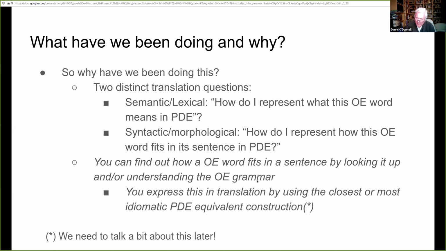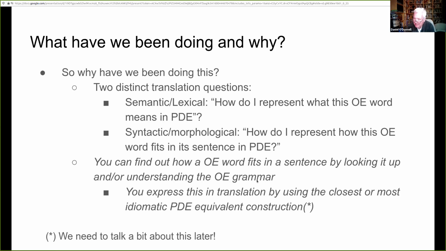And you can also find out how a word works in an Old English sentence by looking it up in the glossary, and especially in a beginning book like this, it'll tell you. It'll say, this is the nominative, and my cheat sheet and things we'll teach you next week will tell you, and that means the subject. But that's the hard part, though, is you then have to try and express that in translation by using the closest or most idiomatic present-day English construction to translate that grammatical relationship.